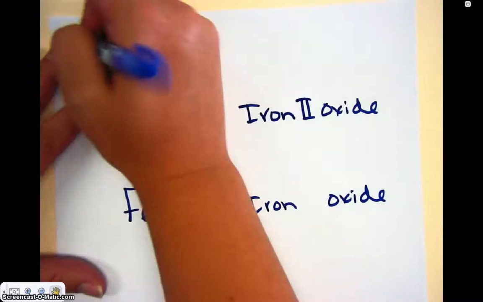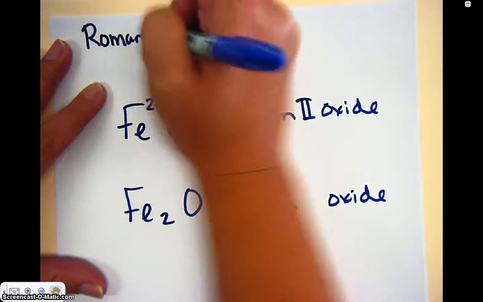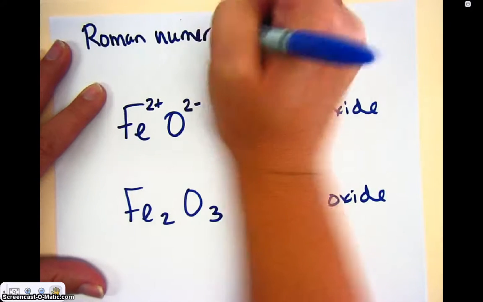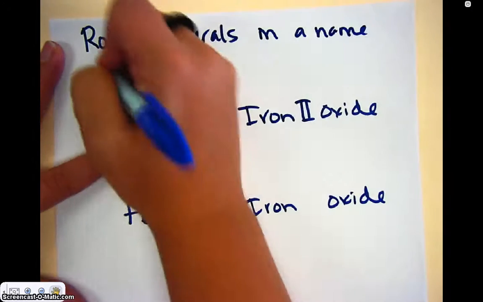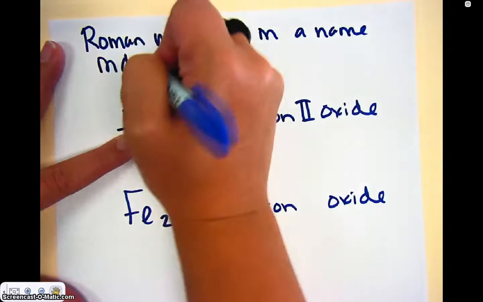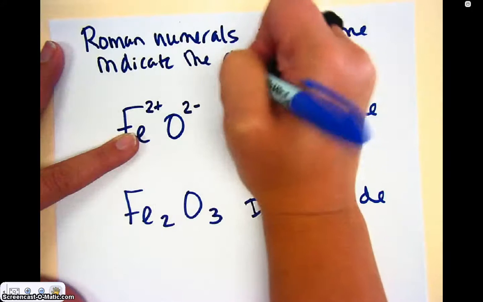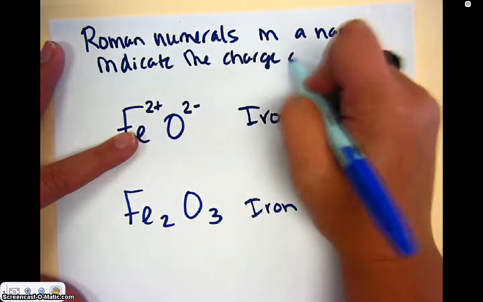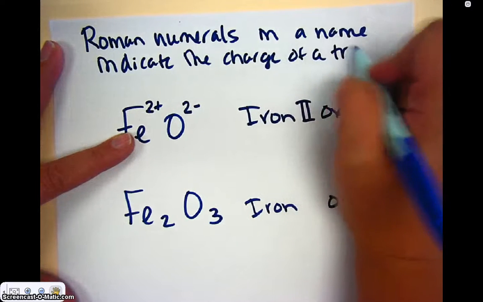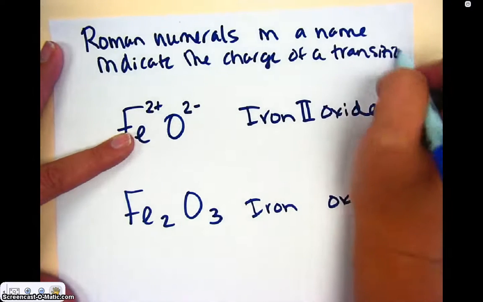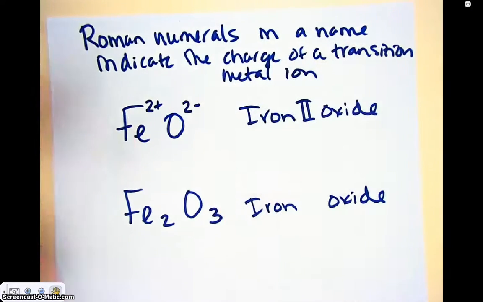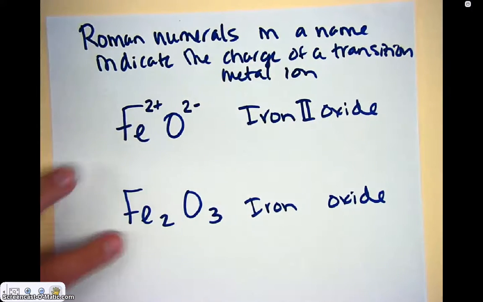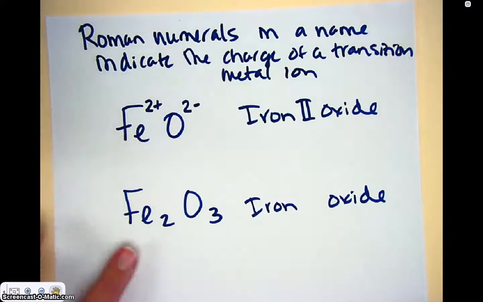Okay? So Roman numerals in a name indicate the charge of a transition metal ion. Okay, so if we look at this example here, let's try and figure out what its charge is.